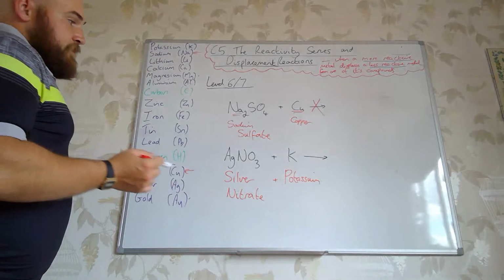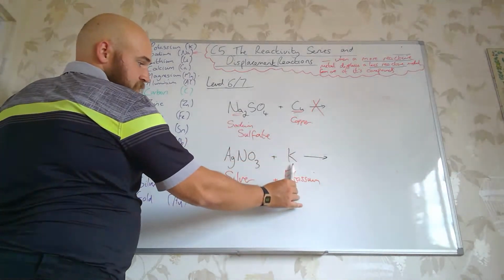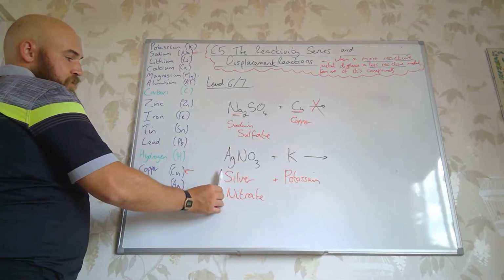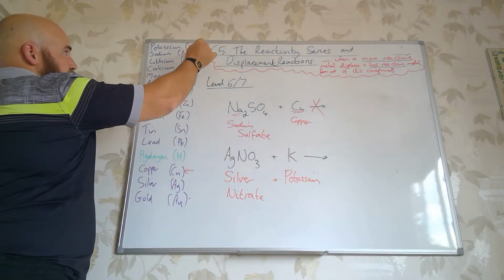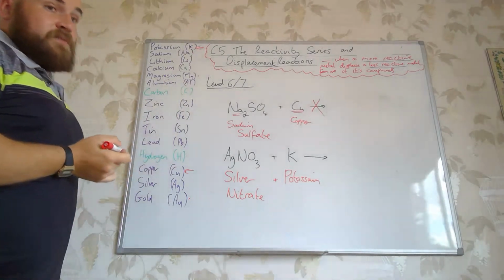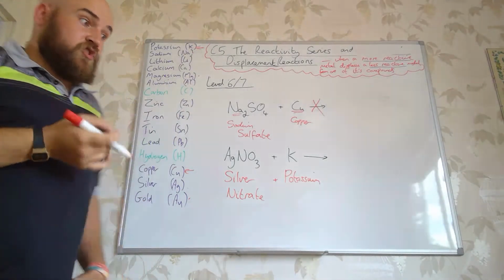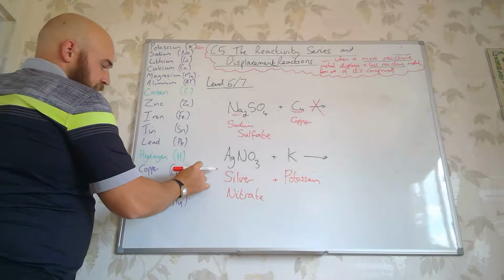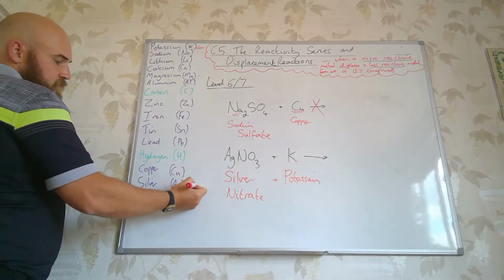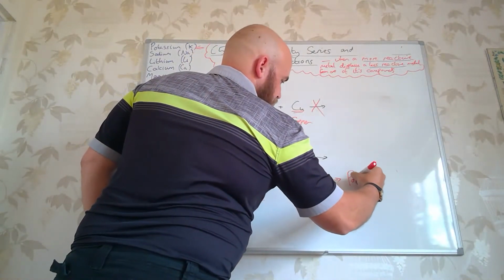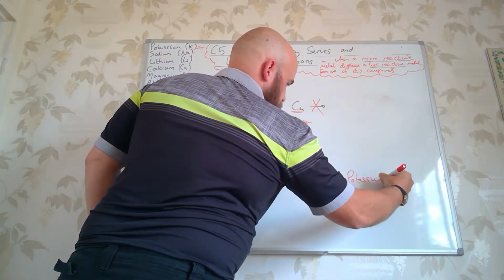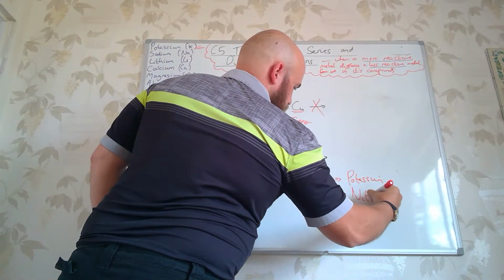So the question is, is potassium reactive enough to replace the silver? Right. So potassium is up here at the very top of the reactivity series, which means it's more reactive than all the other metals. So it should be a fairly straightforward one, this, but let's just make sure. And silver is towards the bottom. So you end up with potassium nitrate and silver.